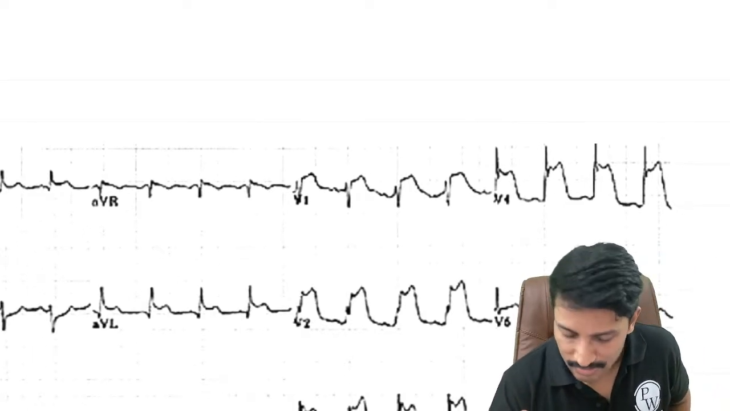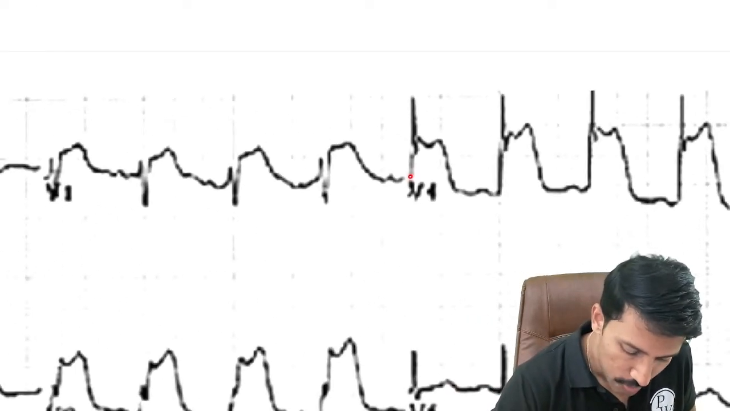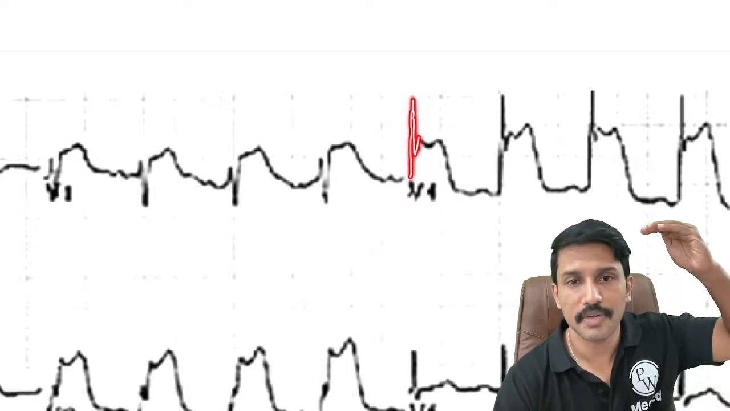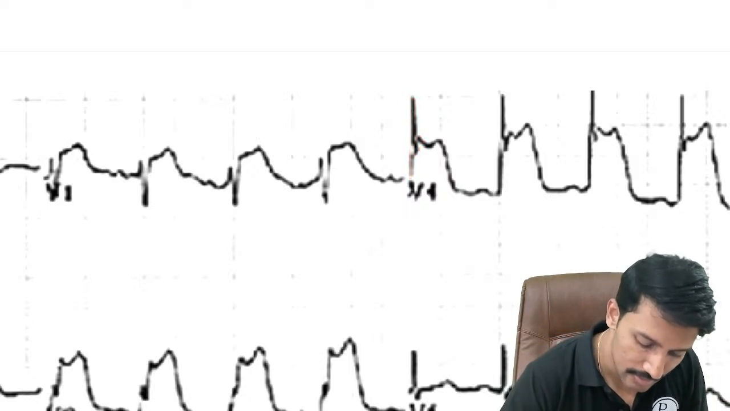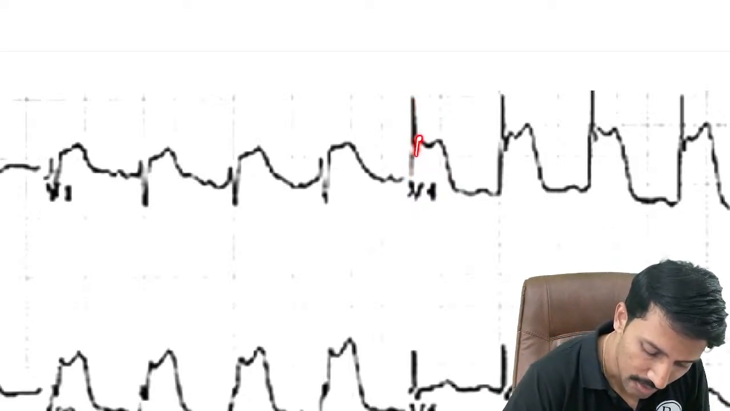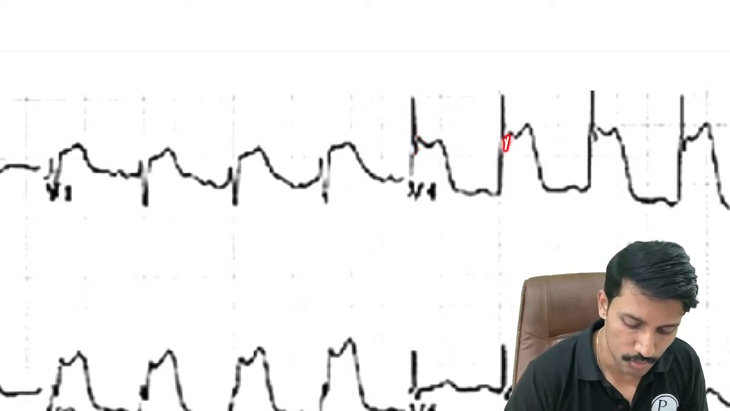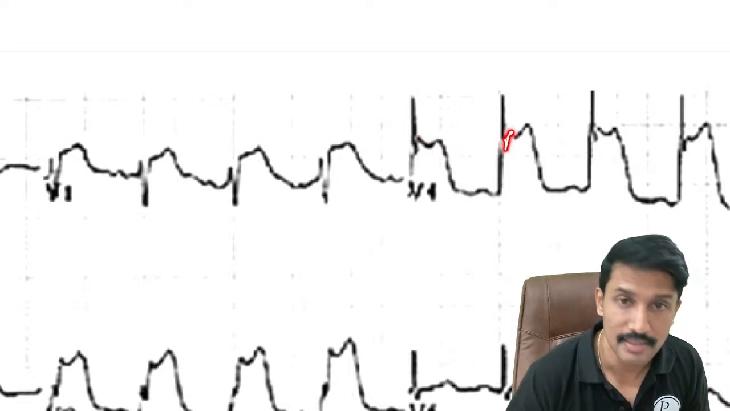Those are not biphasic. What you are seeing here is the R wave going up, coming down, then it is the S wave. So the whole S wave is lifted up. This is the S wave, and the end of S is what I'm taking as the J point. The end of the S that you're seeing is being taken as the J point.